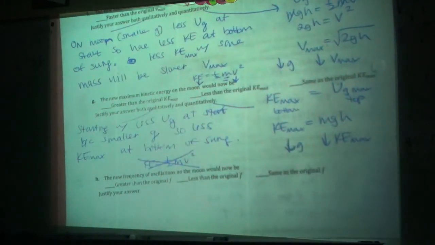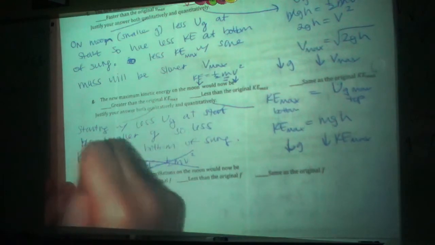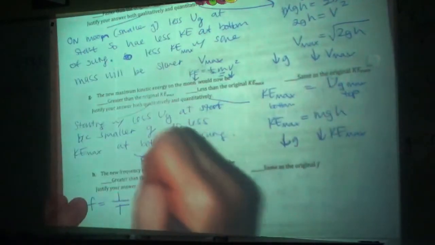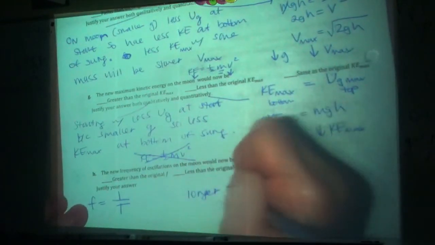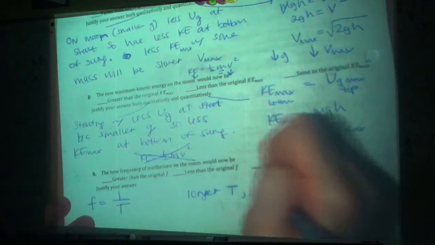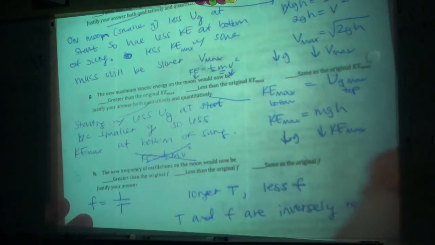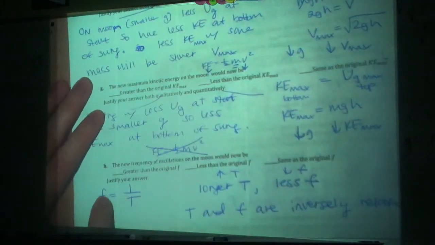All right, and then the new frequency. Frequency is 1 over the period, and we just increased the period. If you have a longer period, you're going to have a lower frequency, because T and f are inversely related. So increasing T is going to decrease f. Or you could say dividing by a greater number is going to give me a smaller frequency.